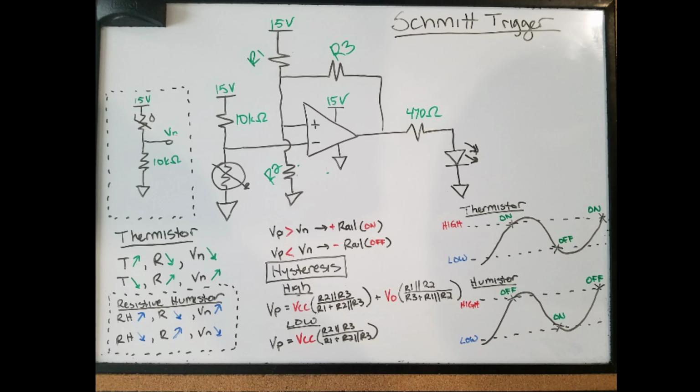And for an op amp, when the voltage at the inverting terminal is greater than the voltage at the non-inverting terminal, you're going to hit your negative rail, and vice versa. So this was a quick run through of the circuit schematic that I have.